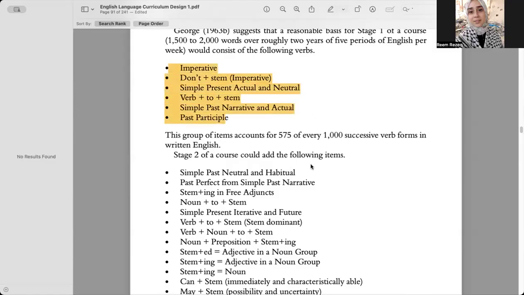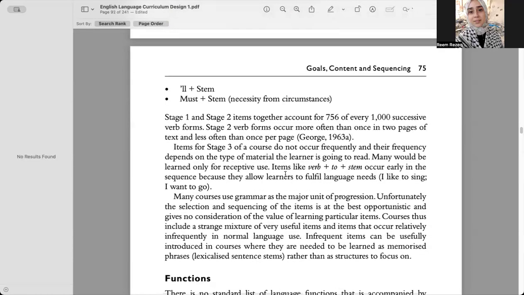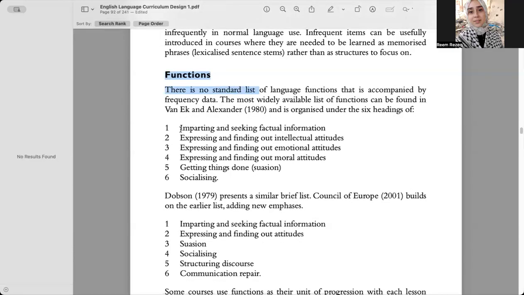We have also here different issues of function. For example, in pattern, seeking factual information: could you please tell me where I can go to the library? Could you please tell me how I can go to the library? How can I go to, for example, a store? So here it gives you more about seeking, searching for information, expressing and finding out intellectual attitudes, finding out emotions, expressing and finding out moral attitudes, getting things done, for example, socializing.